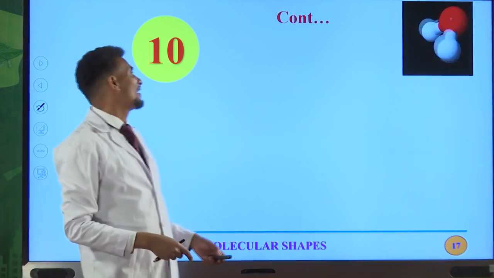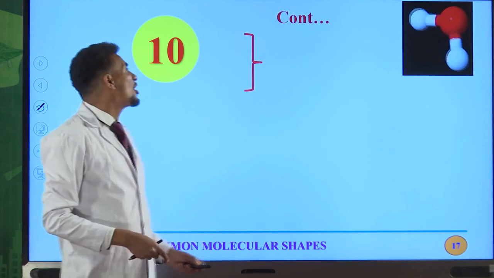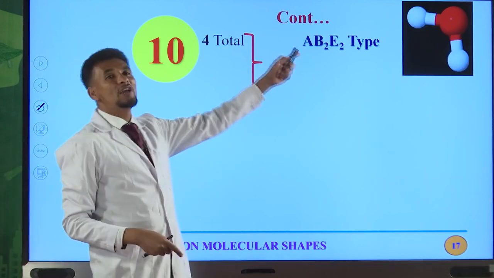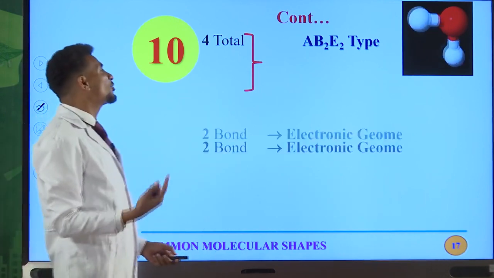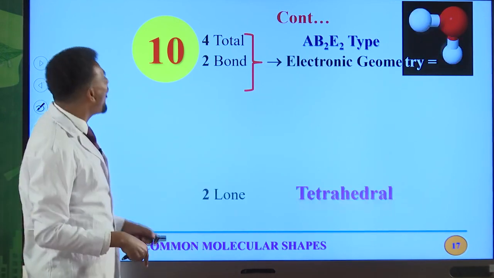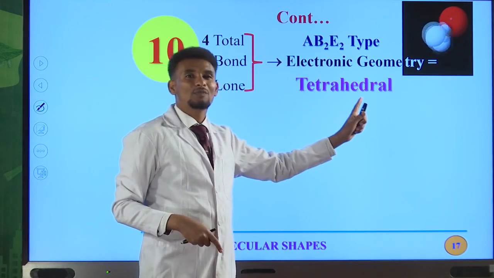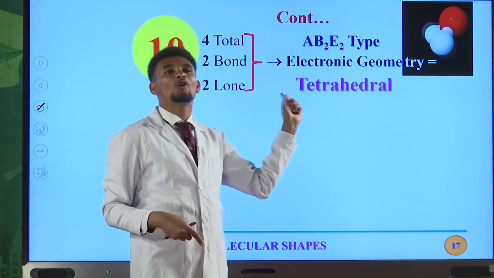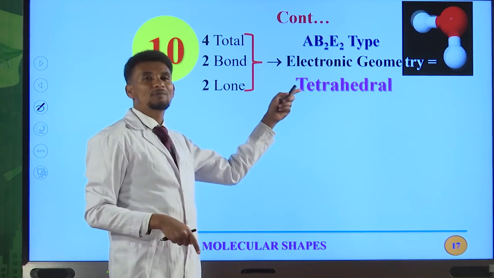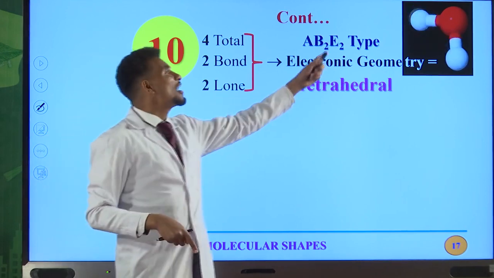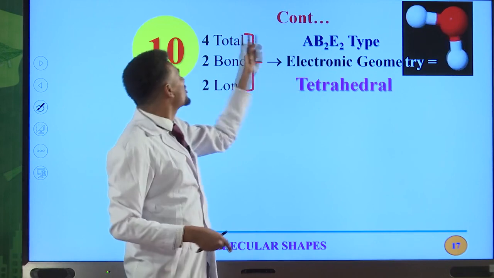Okay, the 10th one. If, for example, two bonds are replaced by lone pairs of electrons, AB2E2 type. For AB2E2 type, totally we have 4 electron pairs, 2 plus 2 is 4. And from these 4 total electron pairs, 2 of them are bonding pairs and 2 of them are lone pairs of electrons around the central atom. So 2 plus 2 is 4.